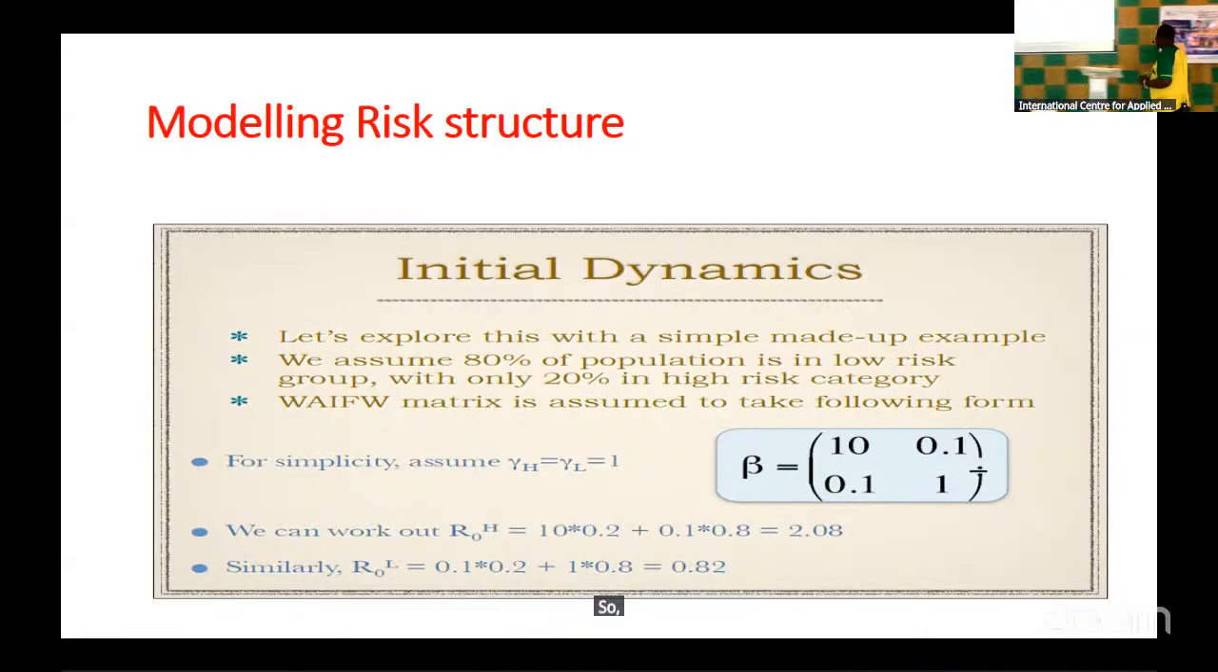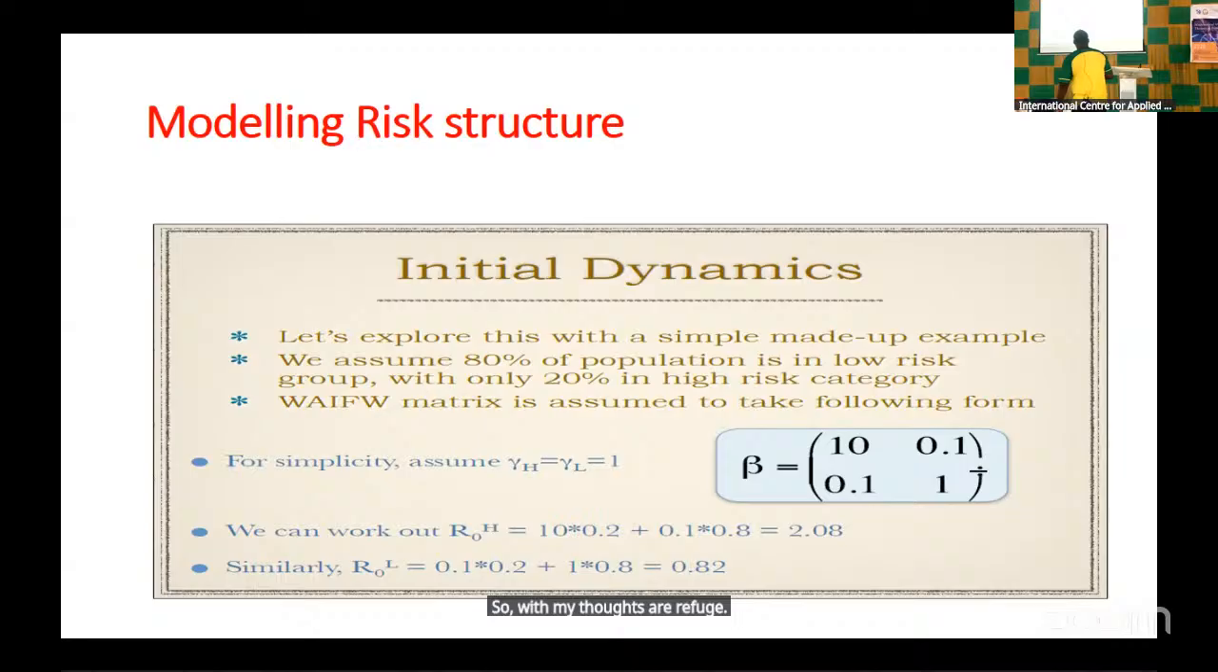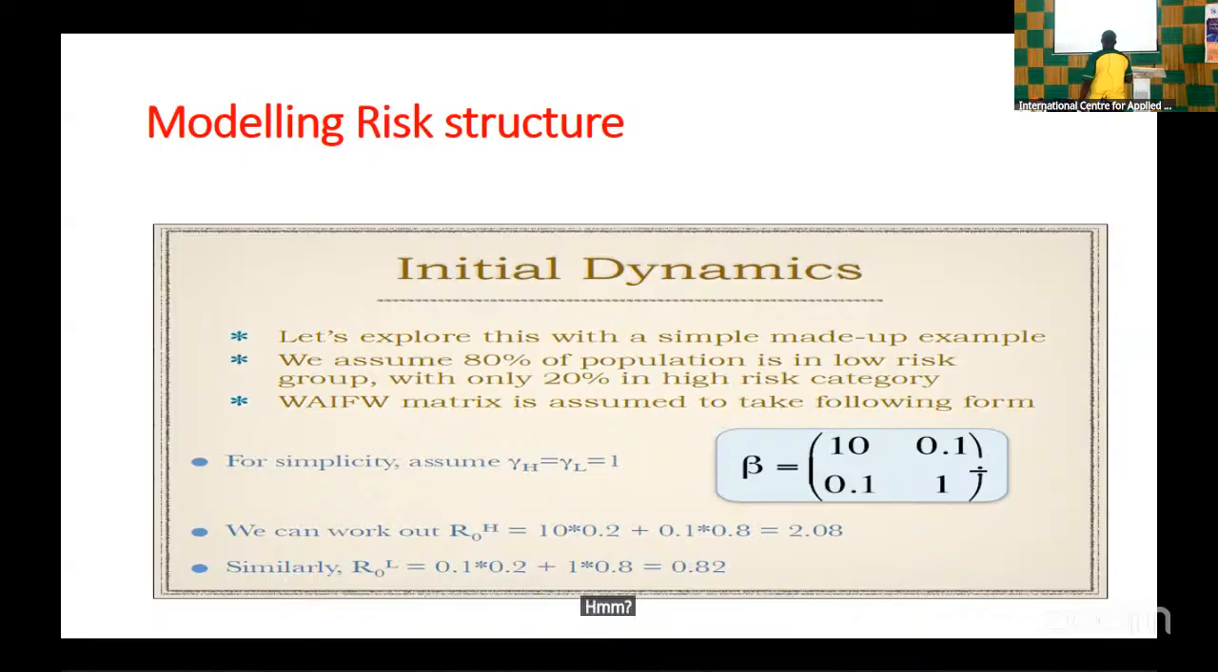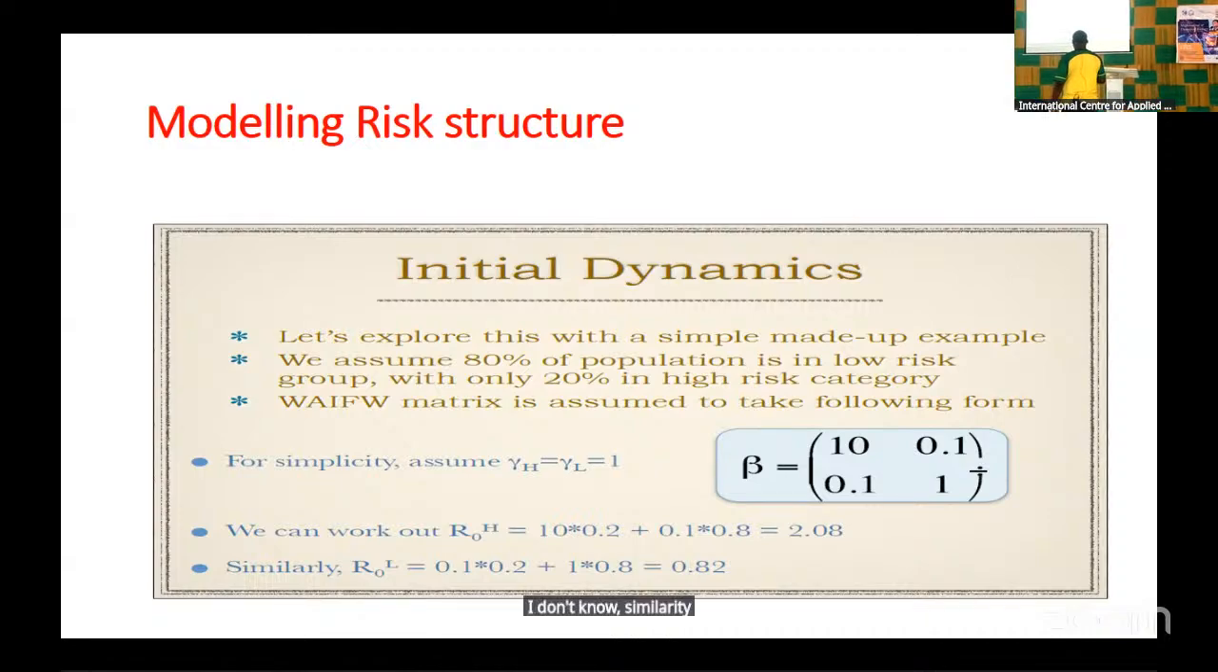So we can work out R naught H: since 20% is in the high risk group and 80% is in the low risk group, we have 10 multiplied by 0.2 plus 0.1 times 0.8, making 2.08. And then similarly for R0L, which is for the low risk, the reproduction number is going to be 0.1 times 0.2, which is the 20% high risk, plus 1 times 0.8, which is for this group.